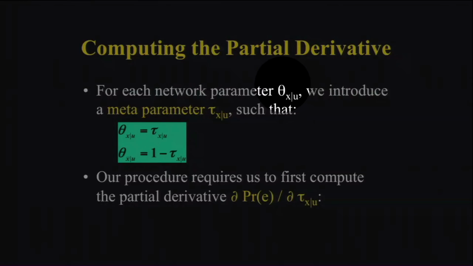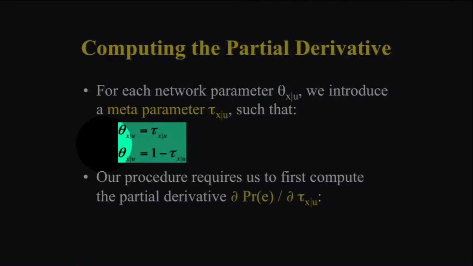And in this case, let's assume that the variable is binary. So the way we're going to handle this is we're going to introduce a meta parameter. Let's call it tau x given u. And then we're going to say that this guy is that, and this guy is 1 minus that. So now by changing this guy, we're simultaneously changing these ones so that they end up adding up to 1. And we're going to talk about changes to this particular guy.